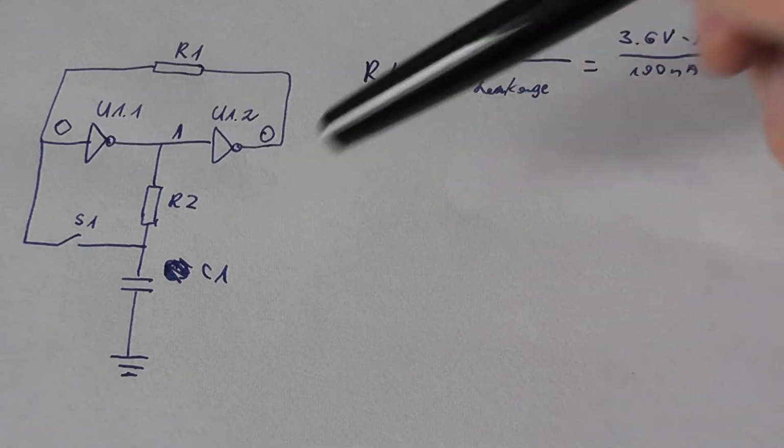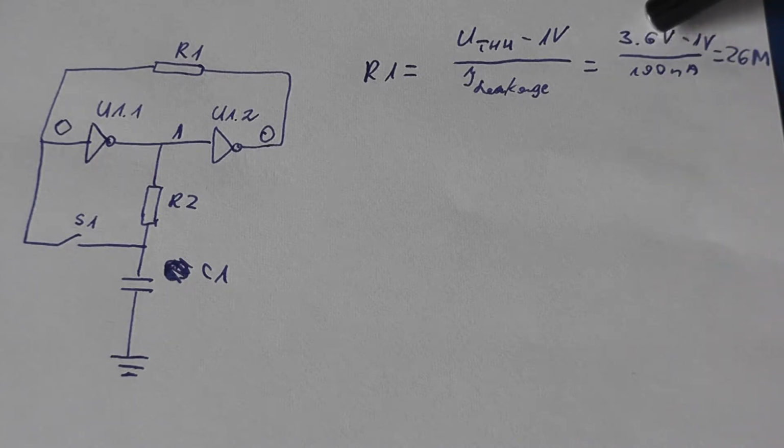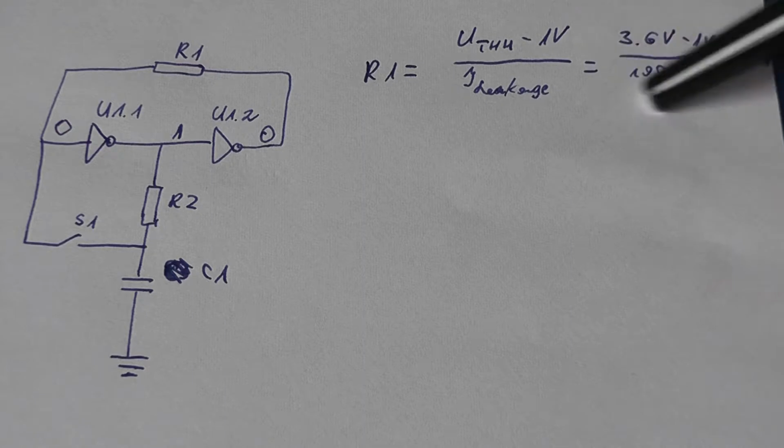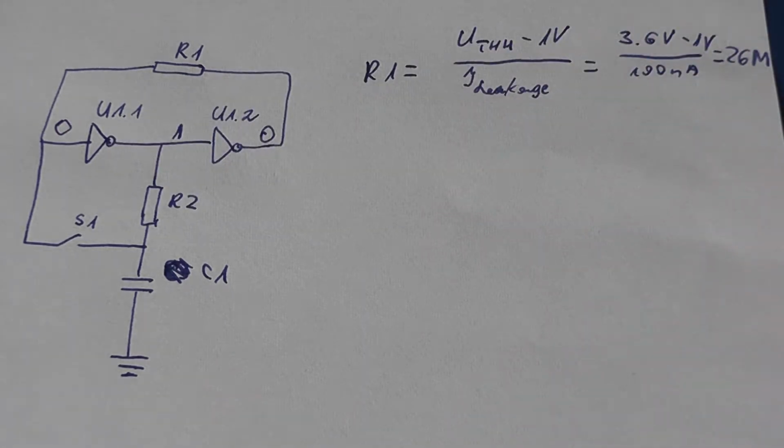So, its value is calculated from the threshold voltage of our inverter. We are leaving some safety margin. 1 volt is usually sufficient. And we divide everything by the input leakage current of the inverter. This gives us a rough value for R1. And we have 26 megohms. That's a really high resistor. If you want to, you can use a lower one, but this will decrease power efficiency.